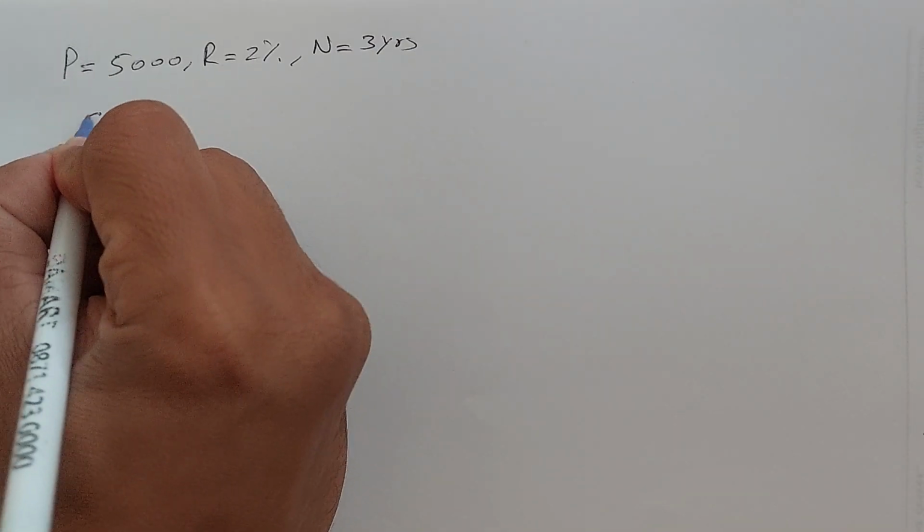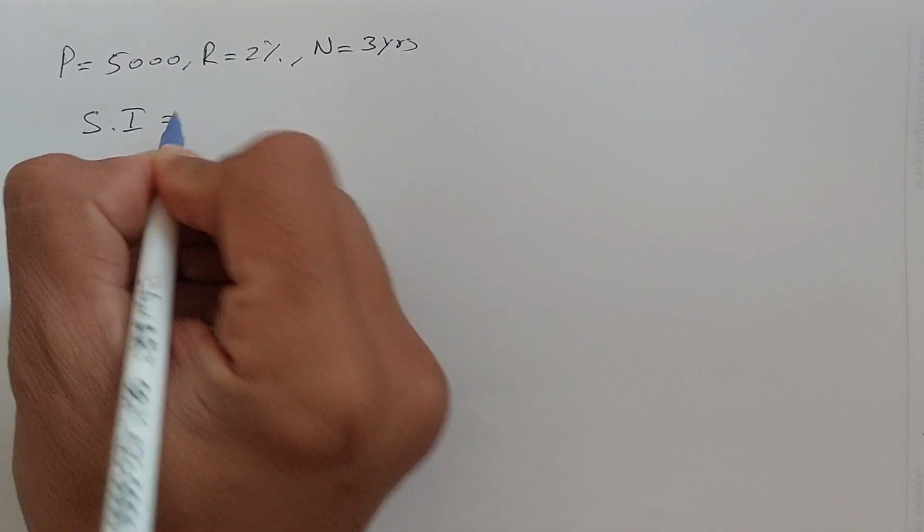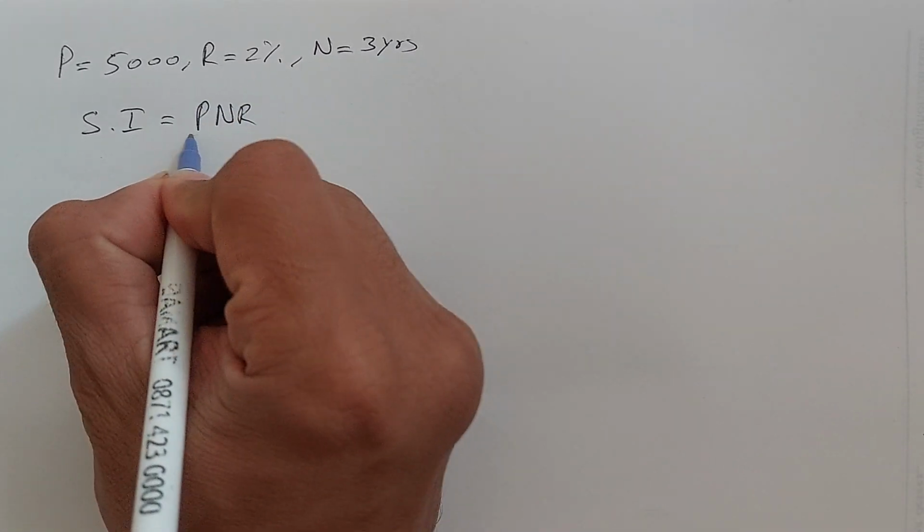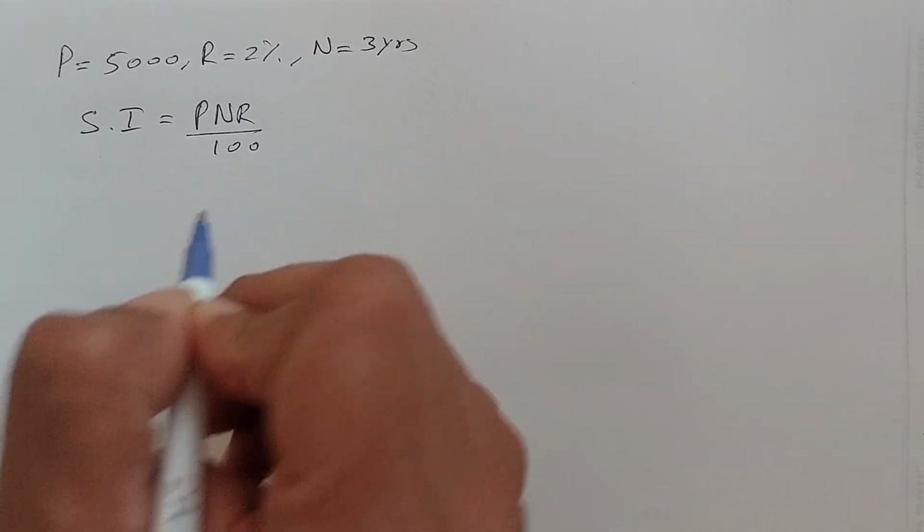Now, P is the principal value, R is the rate of interest, and N is the number of years. Simple interest and compound interest are used in the banking sectors, mortgages, and all those things, like how exactly we calculate. So now, simple interest. The formula for simple interest is really easy, which is PNR over 100.